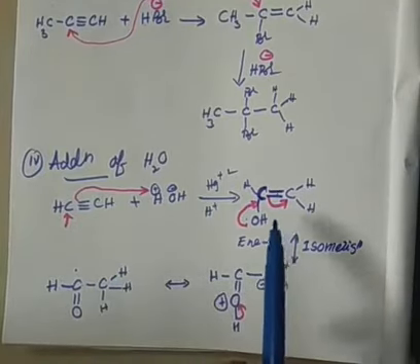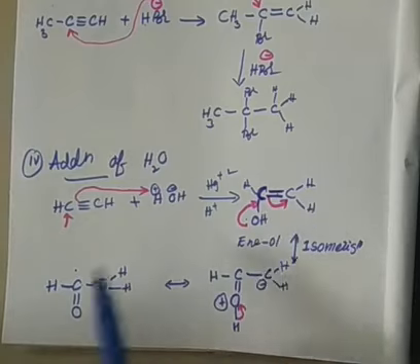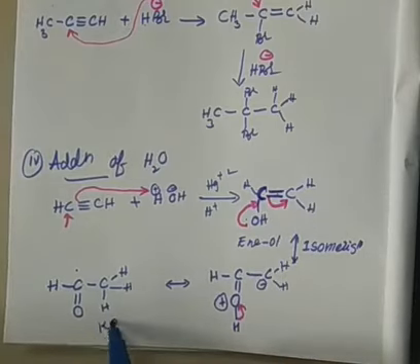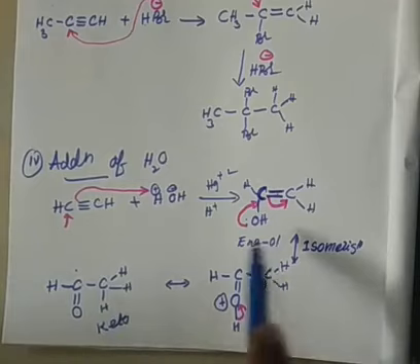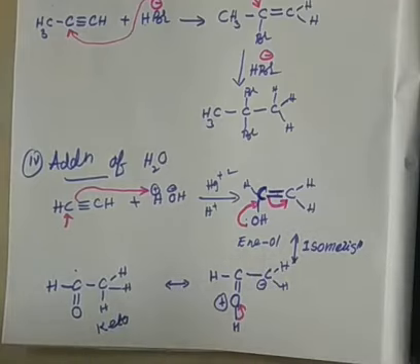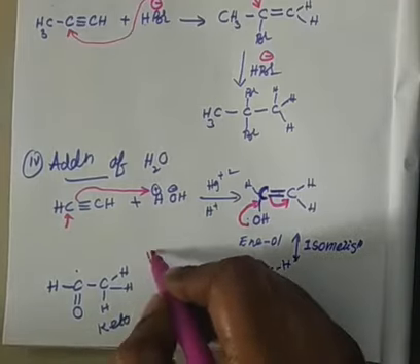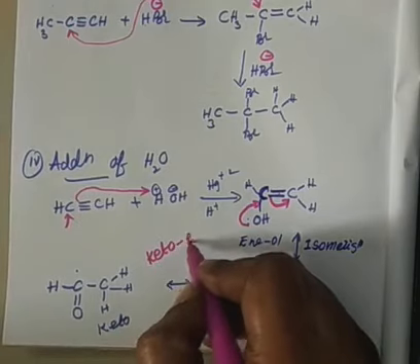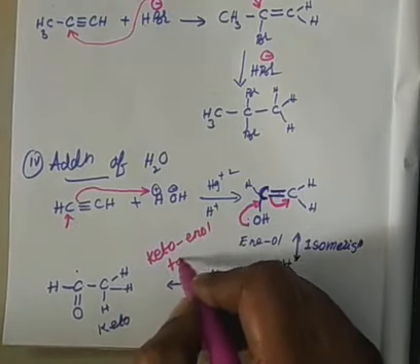So this alcohol is converting into a keto group. Therefore, this is also called keto-enol tautomerism. This is called keto-enol tautomerism.